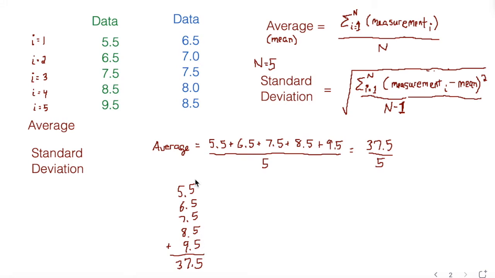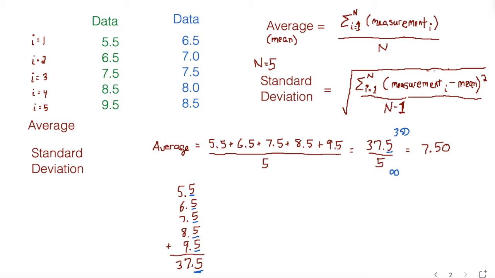I wanted to take a brief moment to point out the significant digits of this operation for the average. All of these measurements are known to 1 place past the decimal. So when we add these up, we also know them to 1 place past the decimal. So we have 37.5 with 3 significant digits in the numerator. 5 is exact. We know we have exactly 5 data points. We can count them. It's a counted number. So this is exact, an exact number with infinite significant digits.